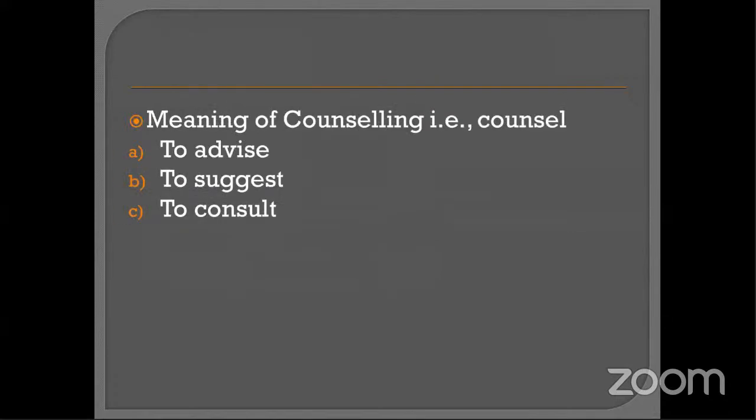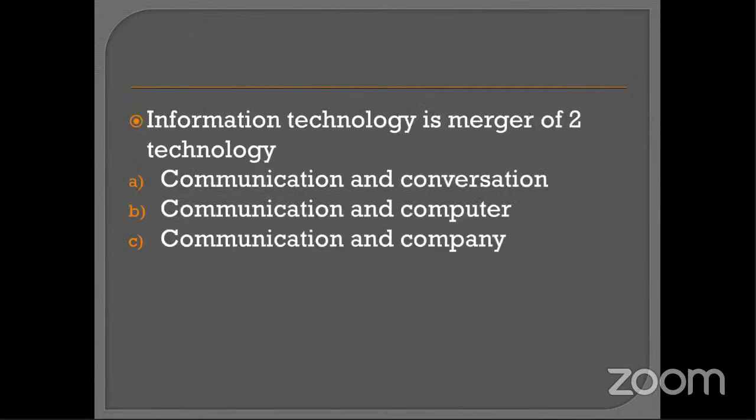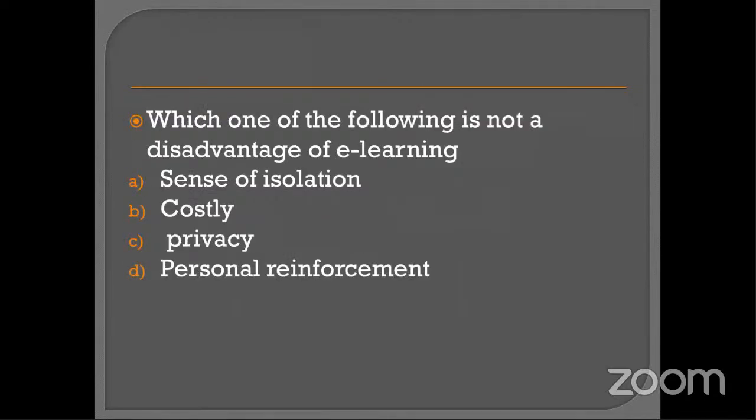Meaning of counseling, that is to counsel, is to advise, to suggest, to consult. To advise. Okay. Information technology is a merger of two technologies: communication and conversation, communication and computer, communication and company. Communication and computer. Yes. Which one of the following is not a disadvantage of e-learning? Sense of isolation, costly, privacy, personal reinforcement.